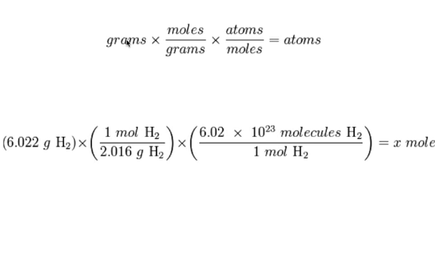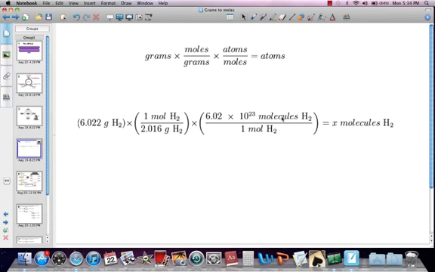Okay, I typically prefer to do the dimensional analysis way instead. I like to start with my grams over 1, convert grams to moles, and then moles to atoms. For example, 6.022 grams of hydrogen gas. 1 mole of hydrogen gas is 2.016 grams, and then 1 mole of hydrogen gas is 6.02 times 10 to the 23rd molecules of hydrogen gas. This is the method I prefer, whatever works best for you.